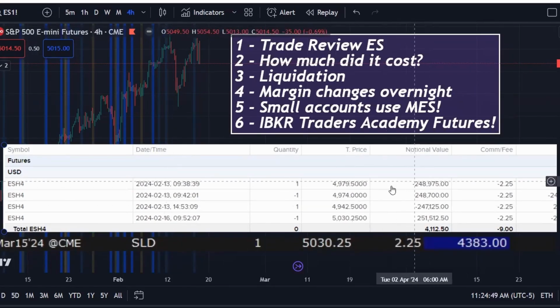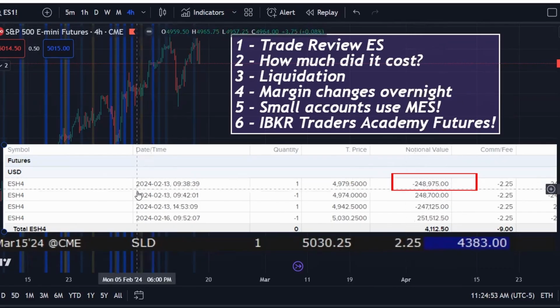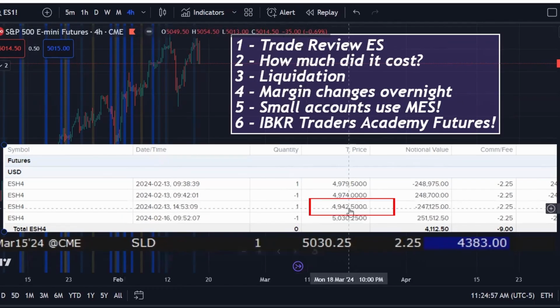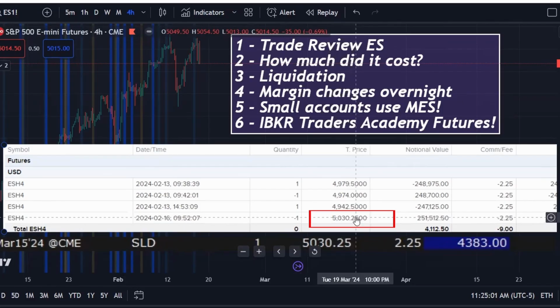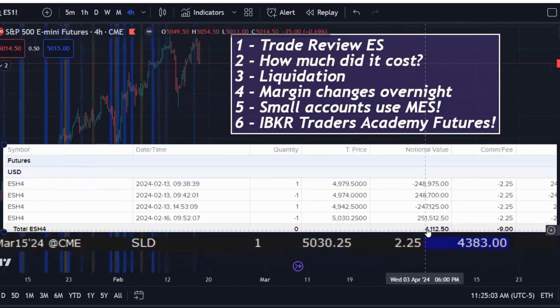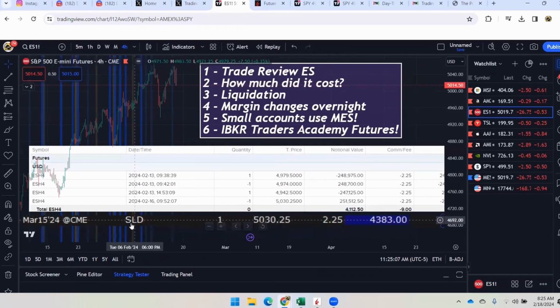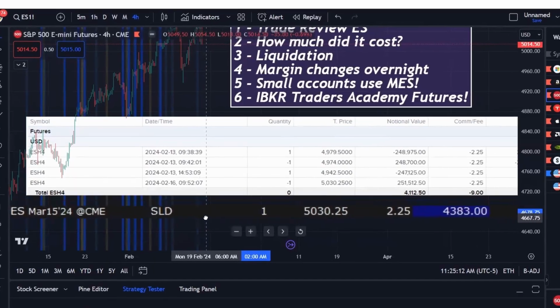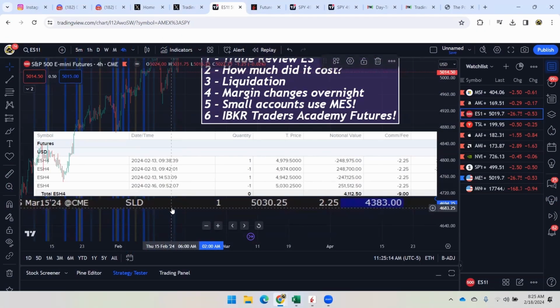I actually made a mistake in the morning and I lost a few $100s on this trade. And then I rebought on the 13th, one contract at 49.4250, and I sold it at 50.30.25. My net profit was $4,112.50. And on that trade, you can see right here, I sold it for $4,383 on one contract. Okay. So obviously futures is extremely powerful. I'm doing one contract and I'm making $4,000.